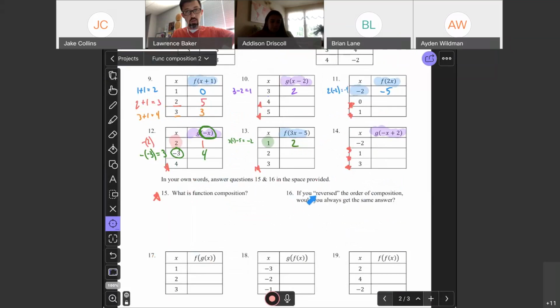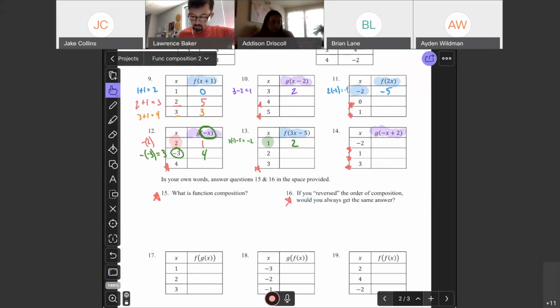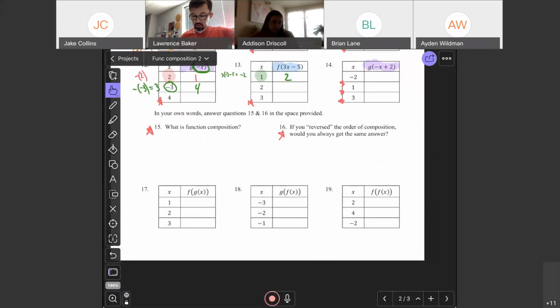And then this one's not something we've talked about. I'm just trying to see what you guys think, right? If you reverse the order, would you always get the same answers? So let me know what you guys think about those. It'll be interesting to hear what you guys have to say. But how do we use function composition in this way?